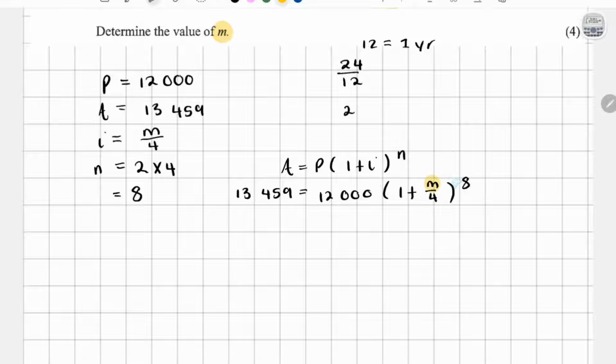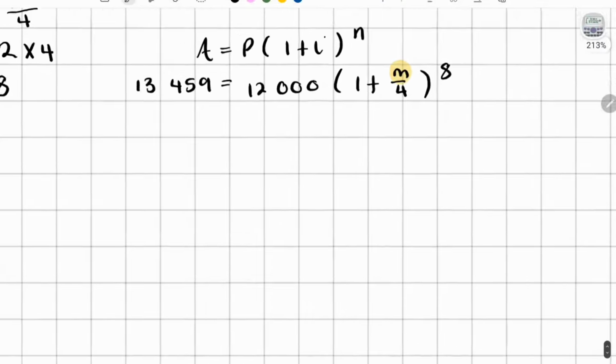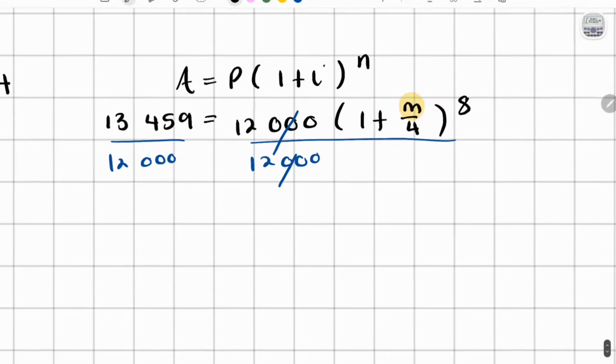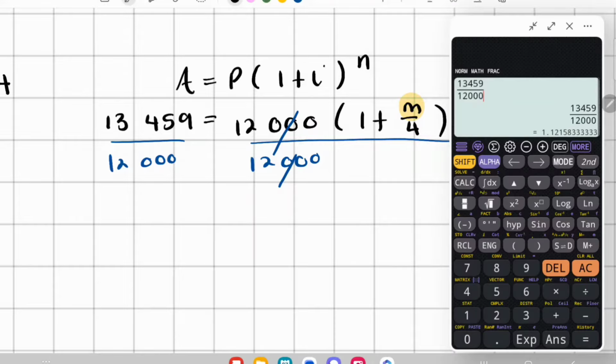Okay, so to get to M, what do we do? First of all, the first problem I see here is there's 12,000. We have to get rid of it. If we divide both sides by 12,000, we will get rid of that 12,000 over there. So that's now gone. And then let's see what this is going to give us. What I noticed is that it gives me a fraction. It does not simplify. And the decimal is quite long. I would rather not use decimals because when you use decimals, if you round off, it's going to change your answer.